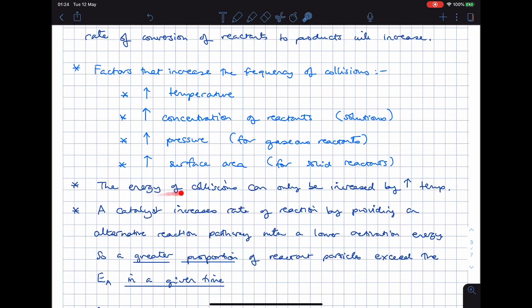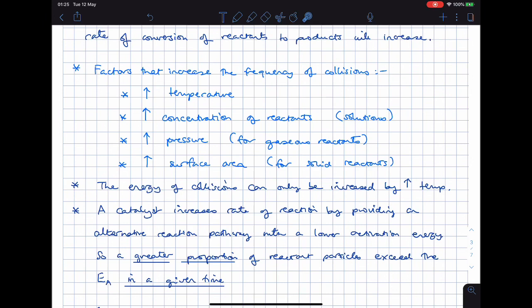And also more of the particles have higher energy and therefore are more likely to exceed the activation energy and to react. One final factor that we haven't mentioned that doesn't increase the frequency of collisions and also doesn't increase the energy of the collisions but will affect the rate of reaction is the effect of a catalyst.